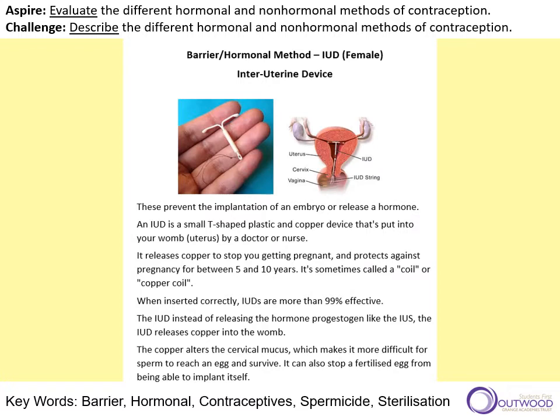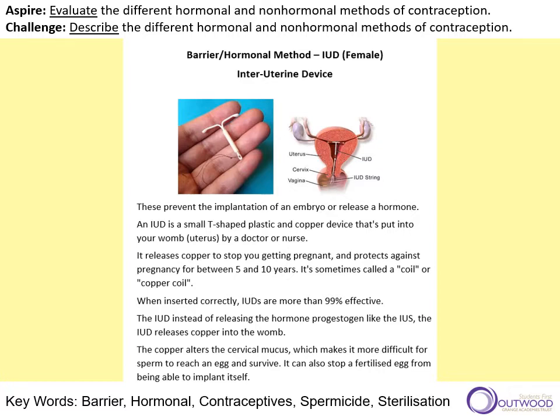One thing it does do, it releases copper to stop you getting pregnant and protects against pregnancy for between 5 to 10 years. It's sometimes called a coil or copper coil. So you place it in, it's there all the time. When inserted correctly, IUDs are more than 99% effective. So effectively, they are the best ones so far. The IUD, instead of releasing the hormone progesterone, like the IUS, releases copper into the womb.